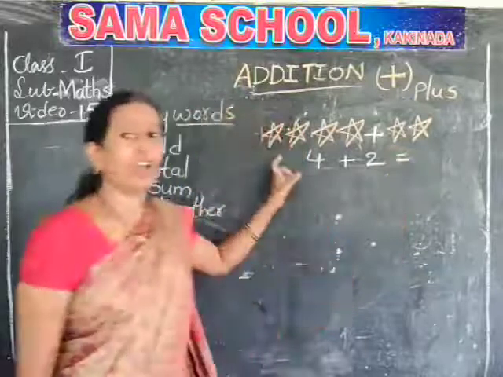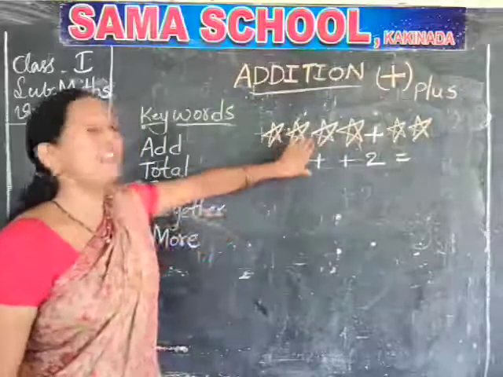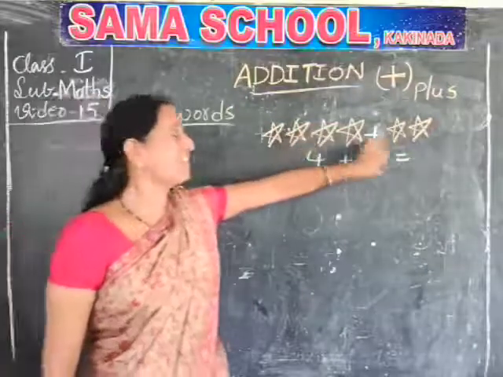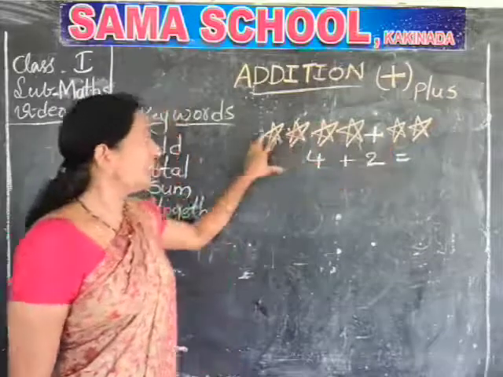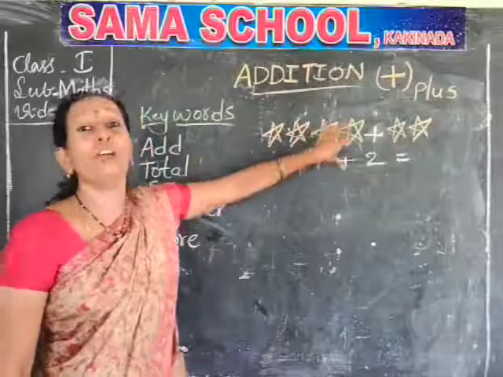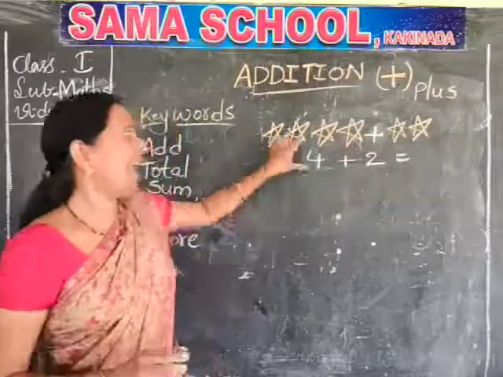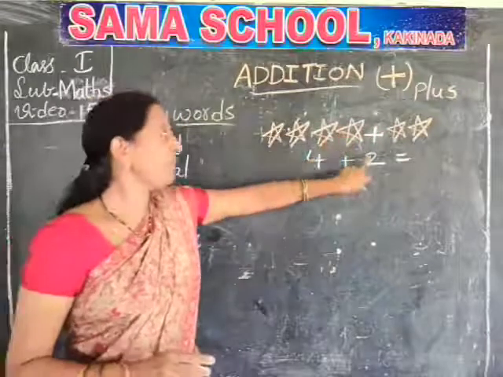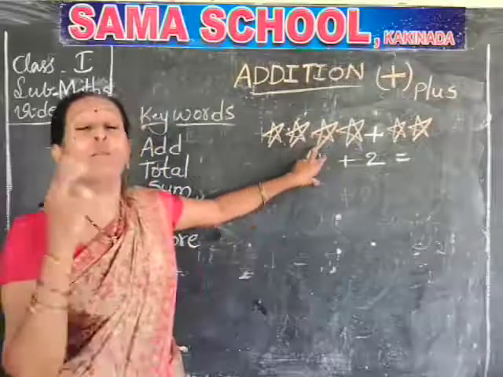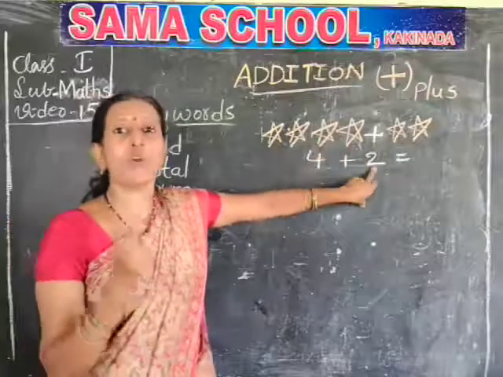Now you add. This is the number of 4 and this is the number of 2. In this 4 stars, how many are you adding? 2 more you are adding. Now children, here they are the 4 stars. Next, in this number, how many more are you adding? 2 more stars you are adding.